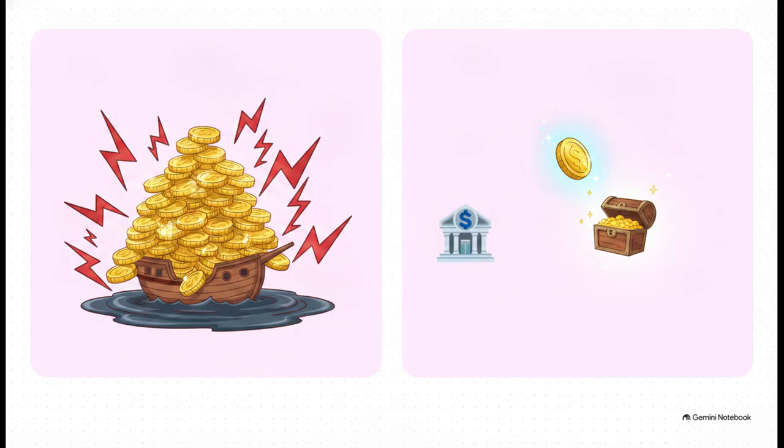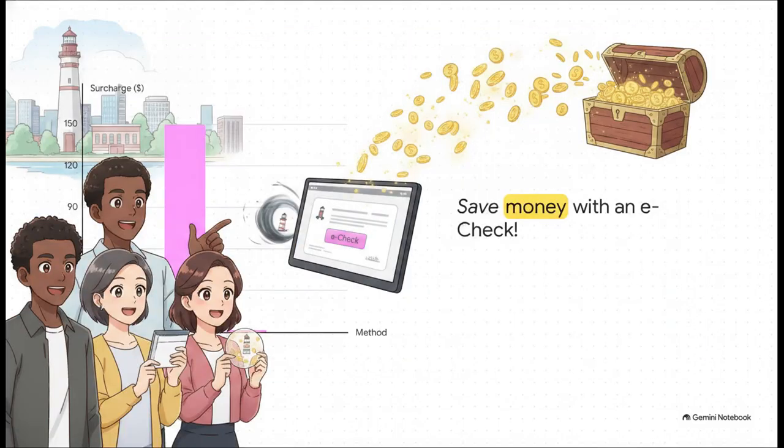On the flip side, if you pay with an electronic check or e-check, which really just means typing in your checking account routing and account numbers, it costs a flat fee of just $1.50, and that's regardless of how big your tax bill is. To really put that into perspective and show you why you should pretty much always use an e-check, let's look at a standard $5,000 property tax bill.